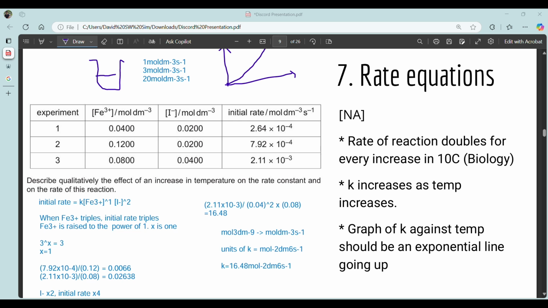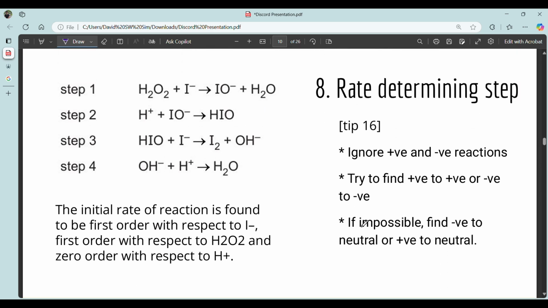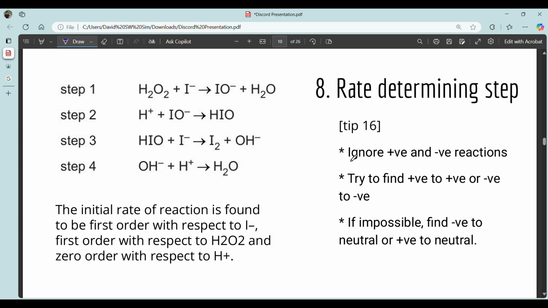Okay, with no questions, let me move on to the next part, the rate determining step. Now how do we determine the RDS? Basically, the RDS is the slowest step in the series. Like this reaction occurs in 4 steps, and one of them is the slowest, the bottleneck.